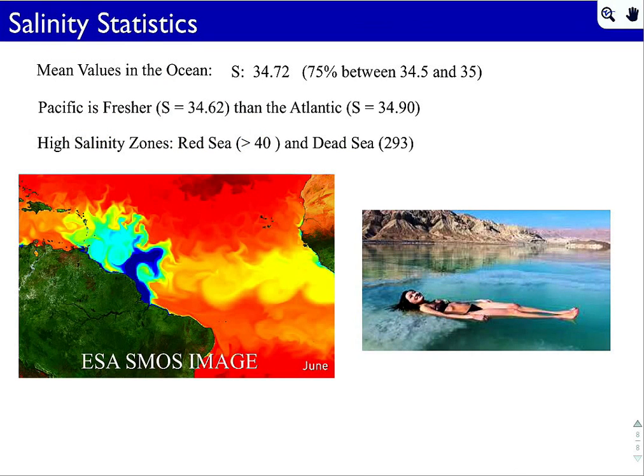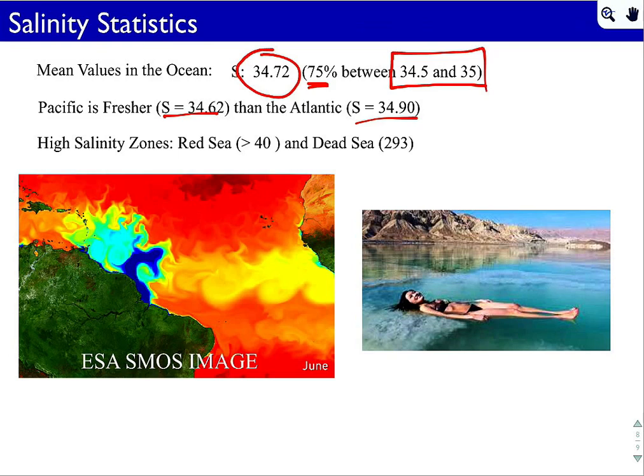In terms of mean values in the ocean, the mean value is what we would consider high salinity compared to coastal water, 34.72 parts per thousand. And about 75% of all ocean water lies in this very narrow band between 34.5 and 35. So most of it is in that range, except near coasts or areas with very strong evaporation. The Pacific is a bit fresher than the Atlantic.